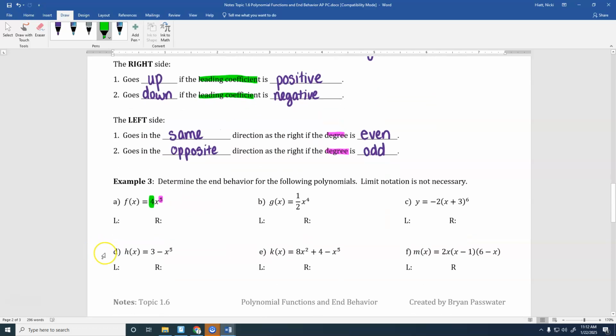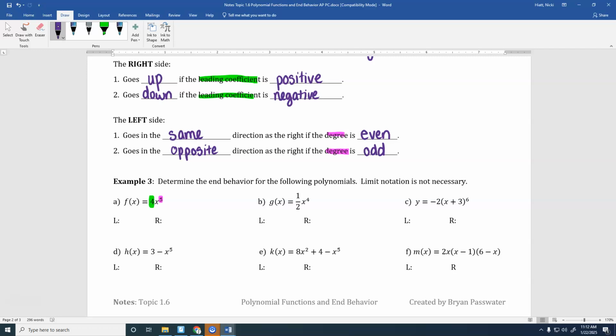So if I look at example A, or for example 3, part A, they're wanting left and right behavior. They want limit notation. Actually, it says limit notation is not necessary, and then they give you this much room to write. So definitely use limit notation here. Let's use limit notation for it.